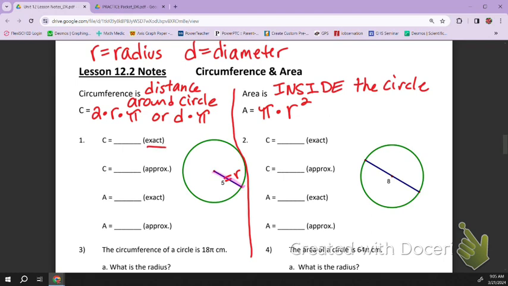When I say exact, I mean in terms of pi. So I'm going to go to the equation that has r in it, because I'm starting with r. So it's 2 times 5 times pi. And I want to leave my answer exact, so I am only going to multiply 2 times 5. What is 2 times 5? 10. So my answer is 10 pi. That's my circumference. When I approximate, I need to write the decimal.